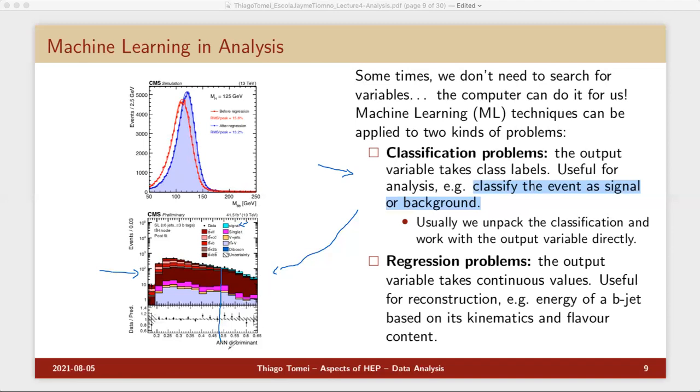But what is this variable? Nobody knows, right? It's the output of an artificial neural network that was trained to separate all of the backgrounds, so everything else, from the signal. And you see here that indeed, this region is enriched in background, and most of the signal is on this side. But there is, of course, also a lot of background on this side too.